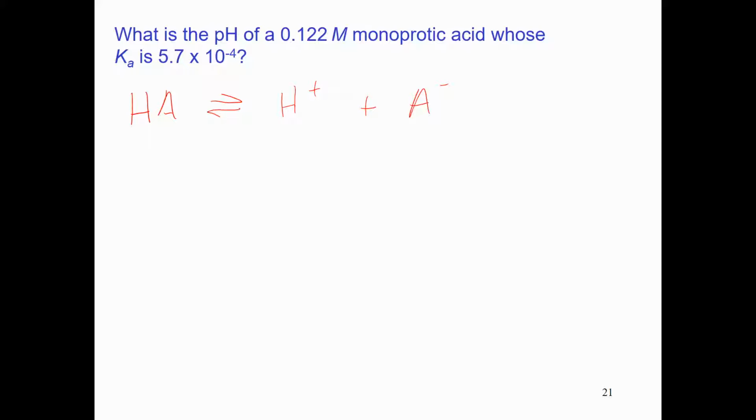What are your initial concentrations? That's the concentration of what? HA. That's the initial concentration of HA. I'll just leave the molar off, but 0.122 is the initial concentration of HA. What is the initial concentration of H plus? 0. Now I'll leave you to it.